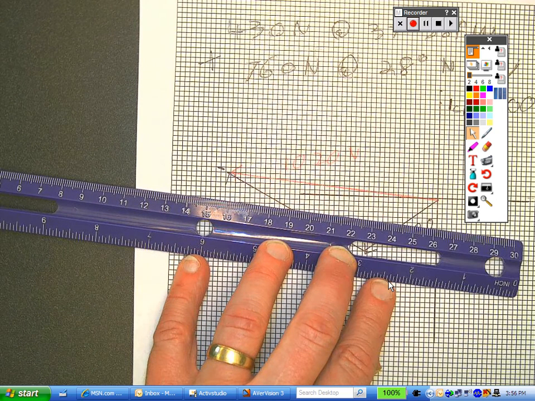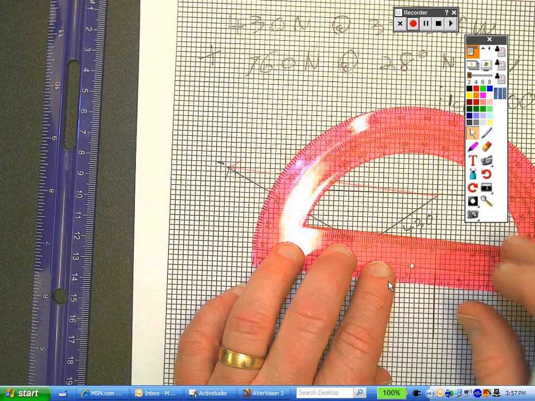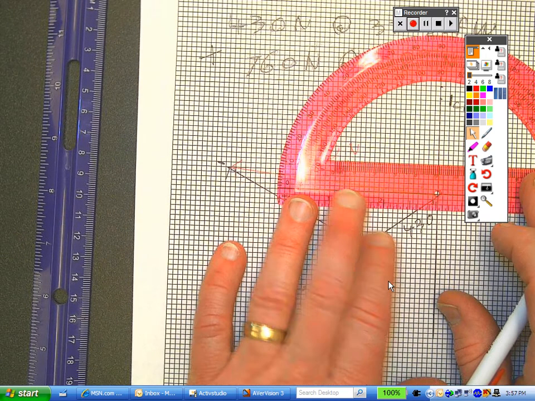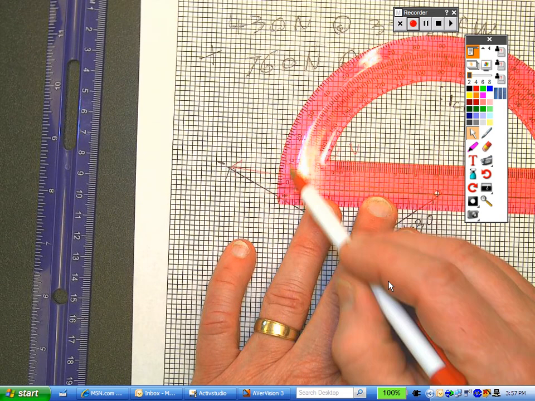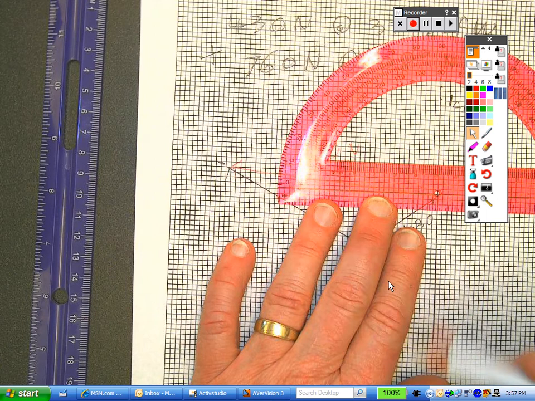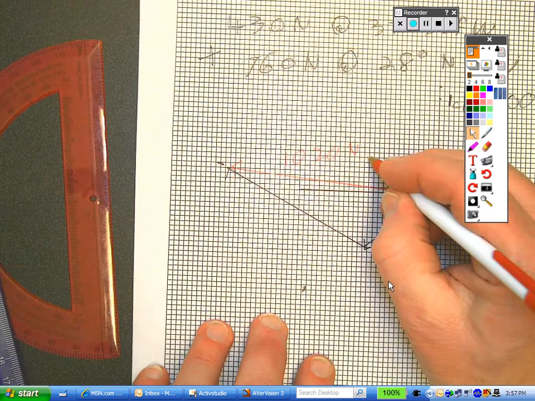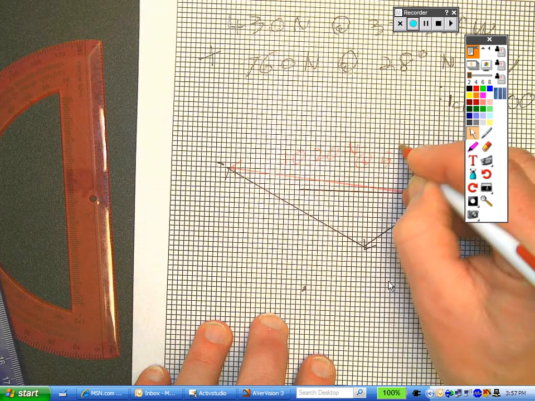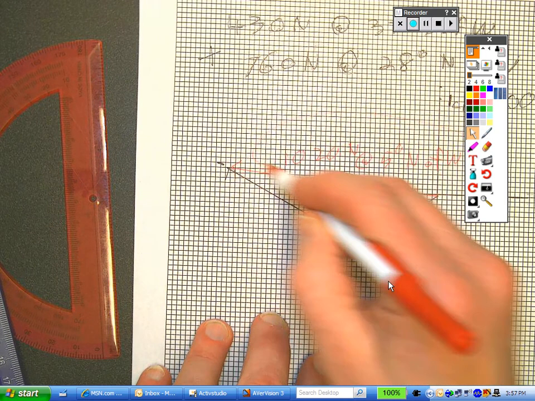But the direction is very important. To find the direction, I place the protractor at the tail of my answer vector. Notice my answer vector is less than 10 degrees. It's about 5 degrees north of west. I would start with west and measure 5 degrees north of that and write my answer as 5 degrees north of west. That's the answer to the problem, and that's the answer vector.